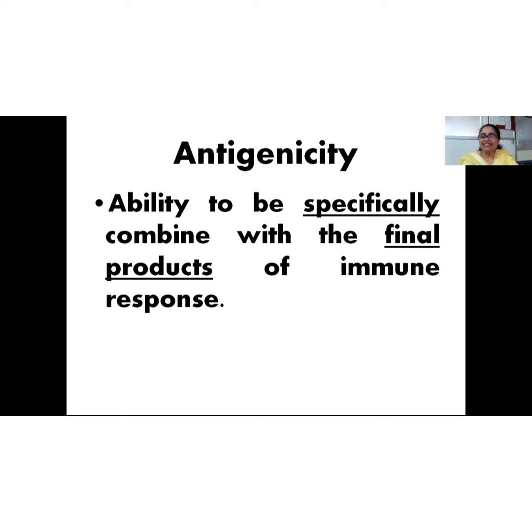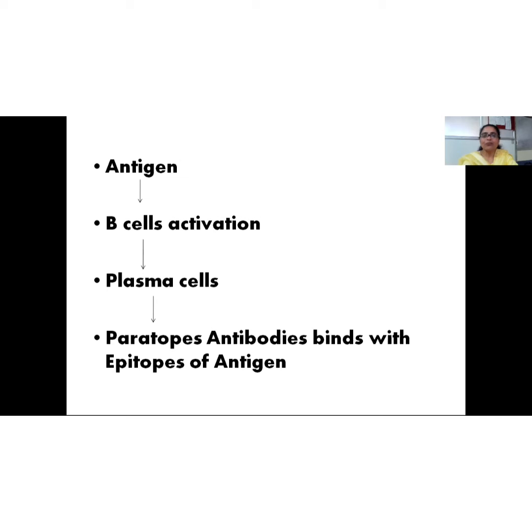Now coming to the next property, that is antigenicity. Antigenicity is the ability to specifically combine with final products of immune response. What are the final products of immune response, and what is specificity here? We will learn in the next slide. In this slide, you can see that whenever an antigen enters the host, it activates B cells, if the property of antigenicity is there. Once B cells are activated, they differentiate into plasma cells. Once plasma cells are there, they start secreting immunoglobulins. And the same immunoglobulins then combine with the antigen which has activated the B cells.